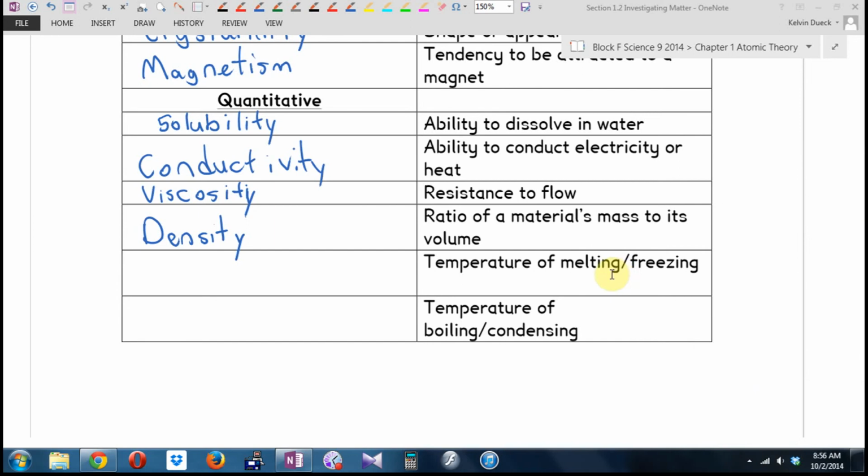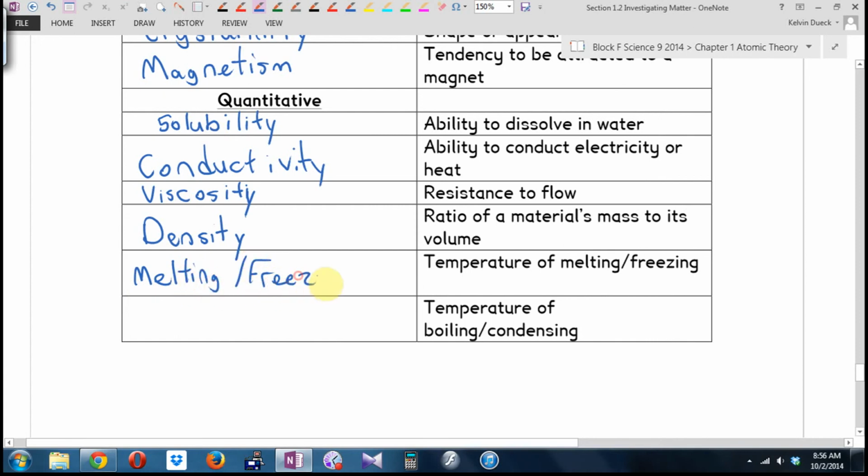The temperature of melting or freezing, we call that the melting/freezing point. And you can measure that. Most of you know the freezing point of water. In Celsius, what's the freezing point of water? 0. What's the boiling point of water? No, that's the freezing point of water. What's the boiling point of water? It's also a nice round number.